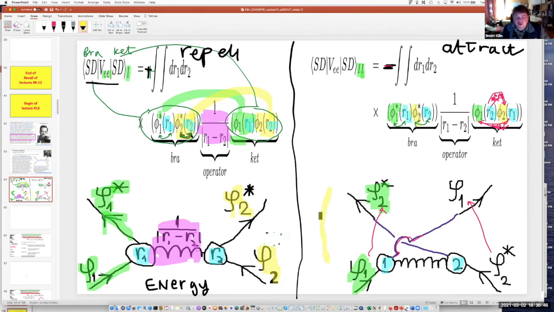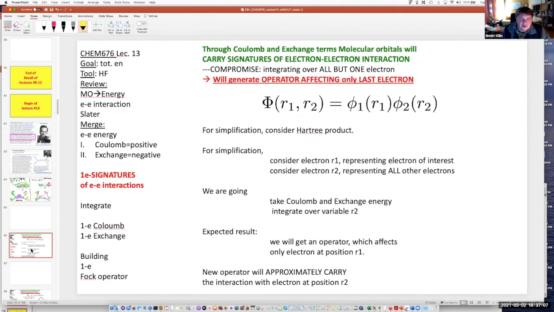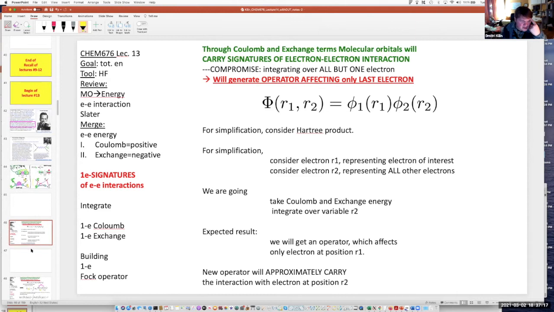Okay, I understand your question. Whatever is on the left is electron 1, whatever is on the right is electron 2. Yes. So the line corresponds to the state, and position in space corresponds to number of electrons, to index of electrons. So now let me go further. We need to combine this concept of negative attractive energy with the concept of mean field.